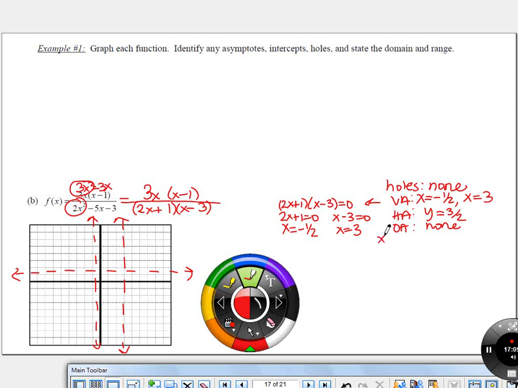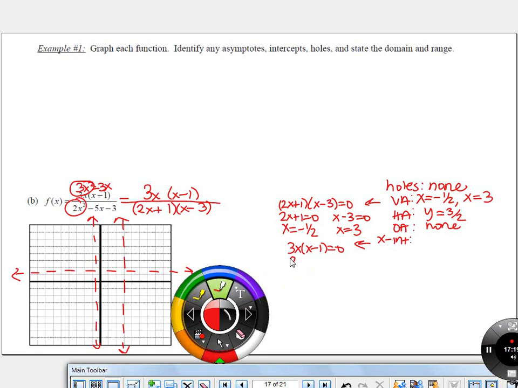So then for my intercepts, again, for my x-intercept, I can focus on the numerator. So I'm going to think, okay, if I take 3x times x minus 1 and set it equal to 0, I'm going to get two possible x-intercepts, and that's going to be at 0 and at 1.